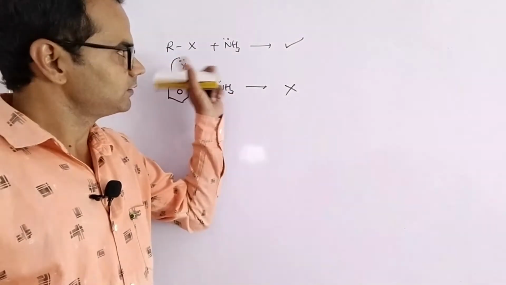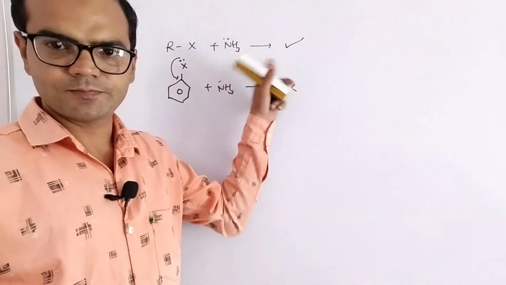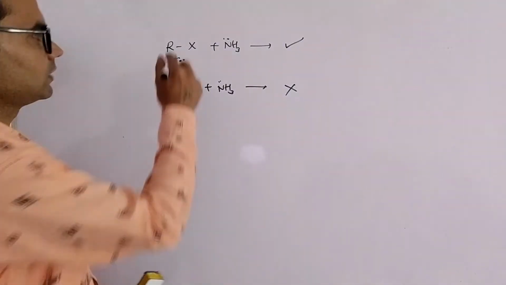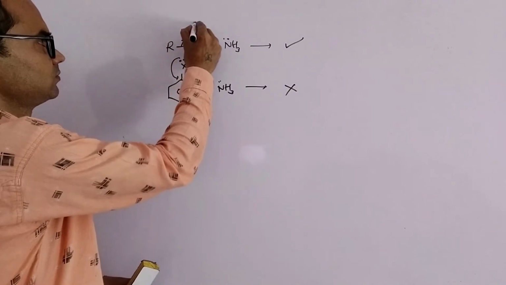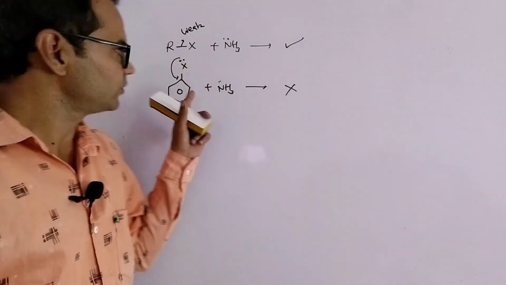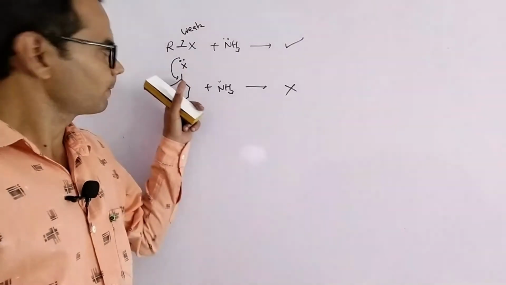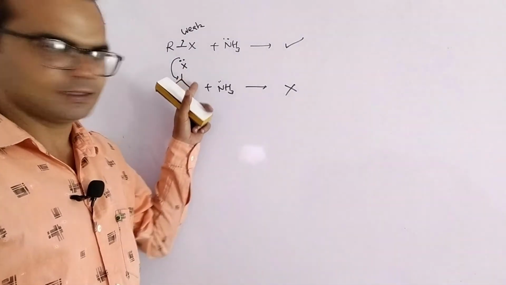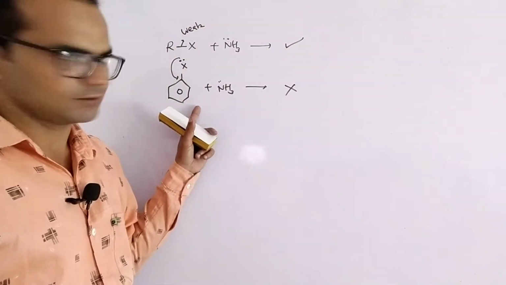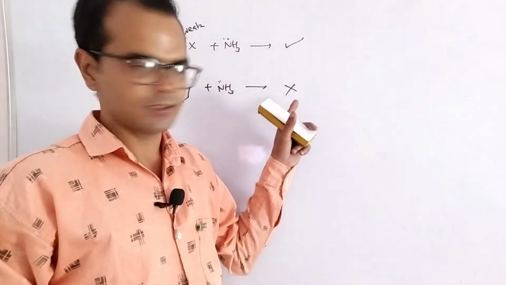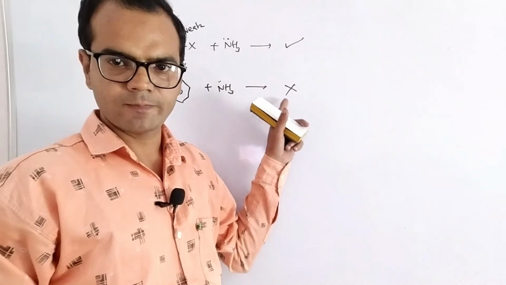Only alkyl amines are formed. Why? Because this bond is weak as compared to carbon halogen bond in aromatic compounds. This bond has partial double bond character, and resonance is there. Due to resonance, extra stability is there. That's why we can't prepare aromatic amines, or simply aniline, by this method.